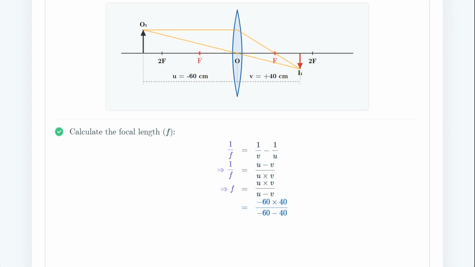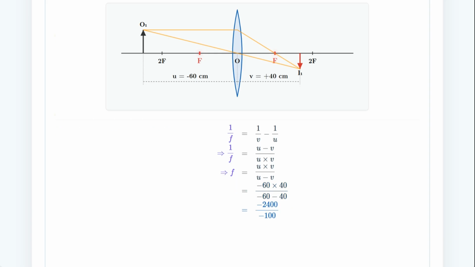Let's plug in our values. Keep those negative signs safe. We have minus 60 multiplied by 40 in the numerator divided by minus 60 minus 40 in the denominator. Multiplying the top gives us minus 2400. Adding the bottom gives us minus 100. The negative signs cancel out, giving us a focal length of exactly plus 24 centimeters. That positive sign mathematically proves we are dealing with a convex lens. Clue number 1 is secured.